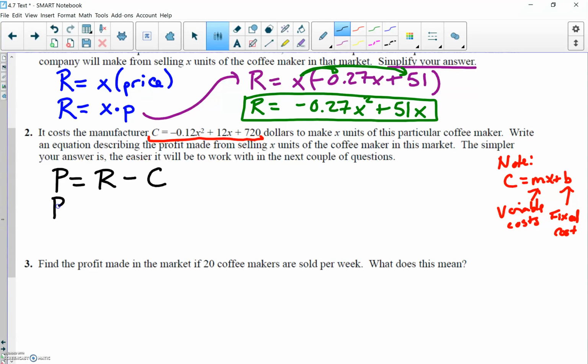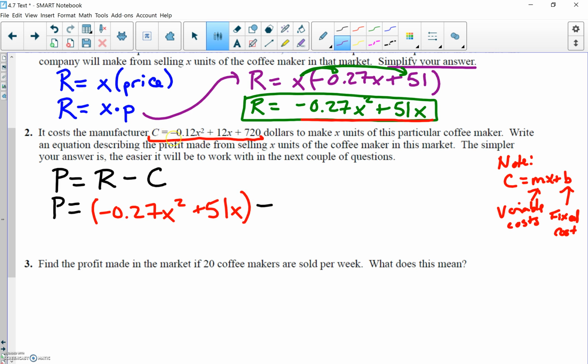So again, we're going to use substitution. Instead of R, I'm going to substitute the right-hand side that has everything in terms of X, because that's what we're interested in: how many items do I need to sell to get maybe a desired profit, or a desired result. So I replaced R with the right-hand side of its equation, and then we'll subtract C.